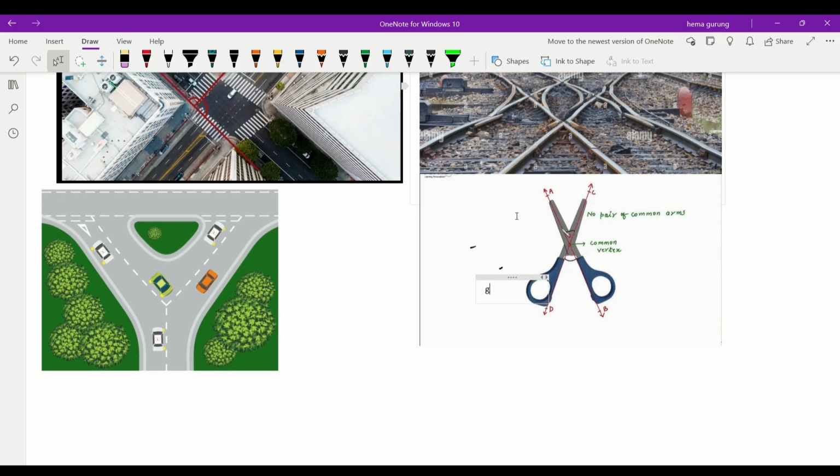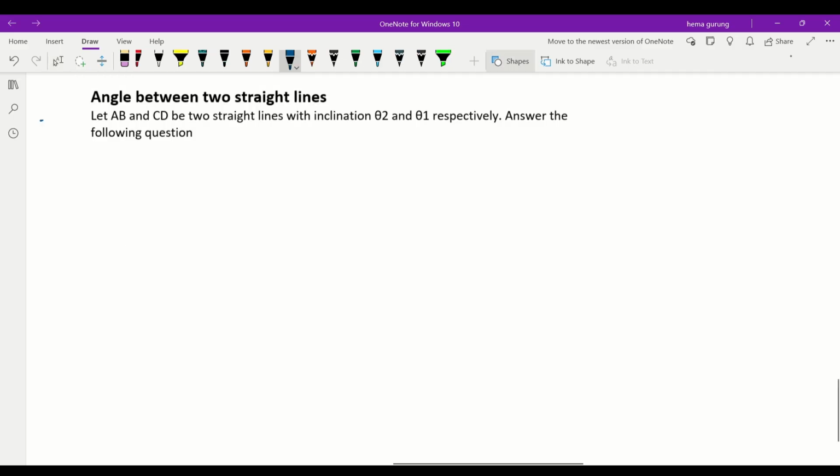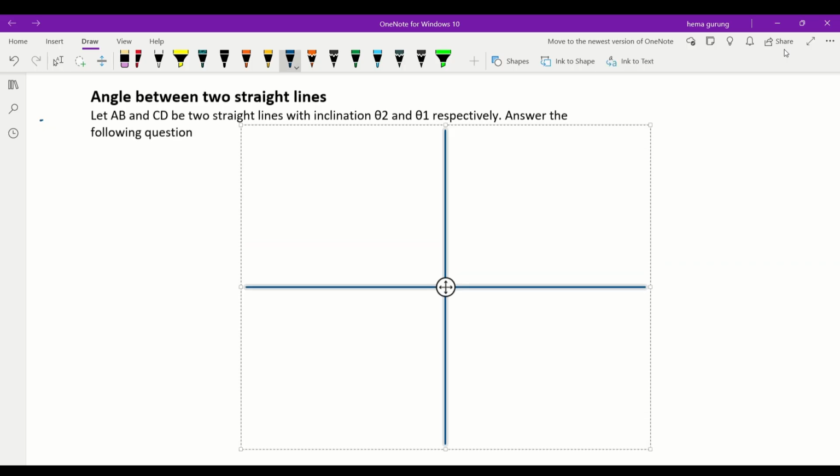We will start with the concept of slope, then use it to calculate the angle. So by the end of this video, you will be able to find the angle between any two lines. So let's get started. So we are going to find the angle between the two lines. For that, I'm going to take a Cartesian plane.